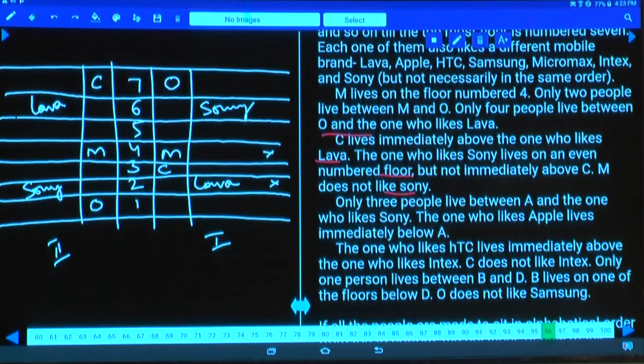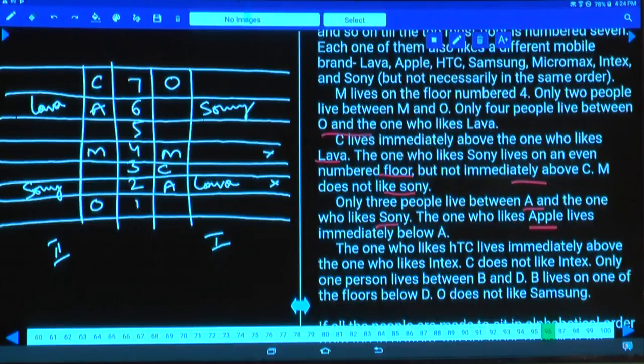Sony lives on an even number floor, but not immediately above C, and M does not like Sony. Only 3 people live between A and the one who likes Sony. Between A and Sony, how many persons are there? Exactly 3 people. Hence in case 1, A must be on floor 2, and in case 2, A must be on floor number 6. In both cases, A likes Lava.